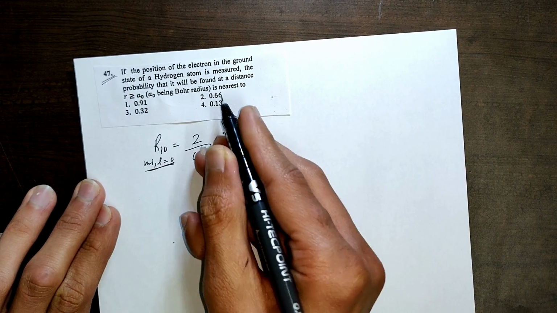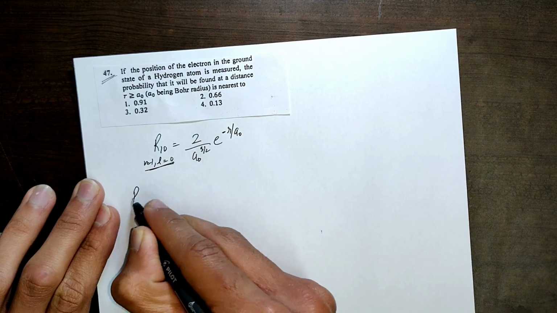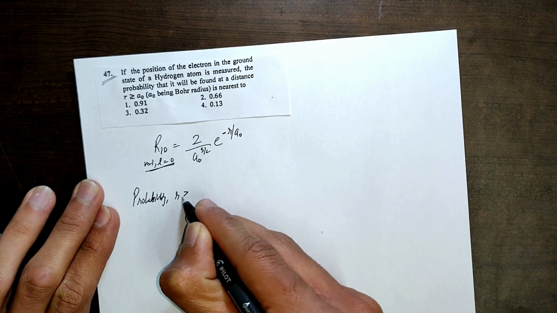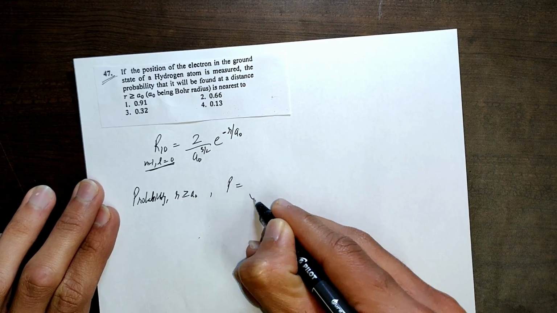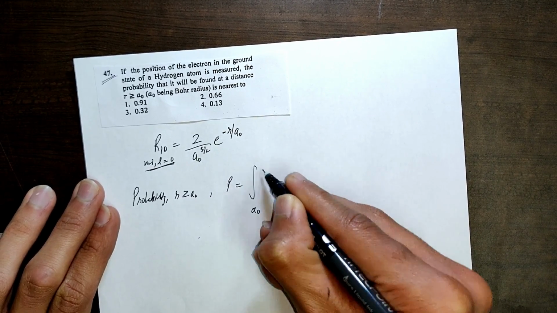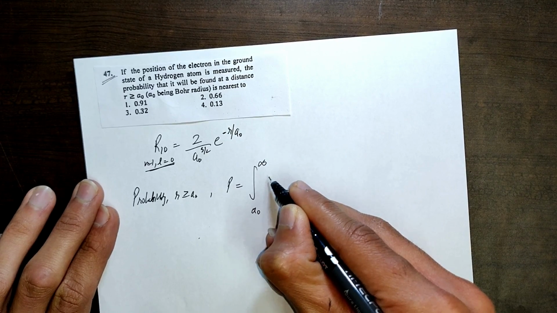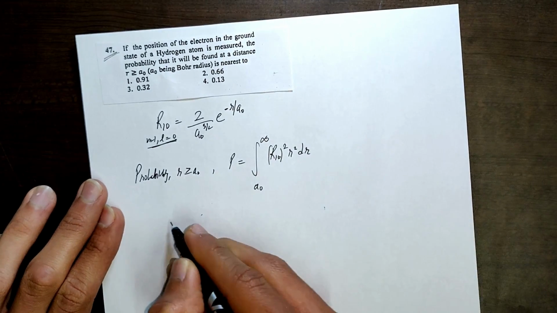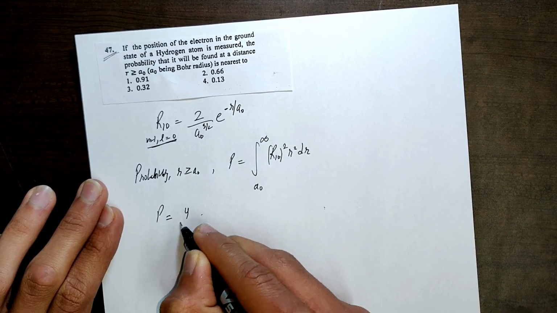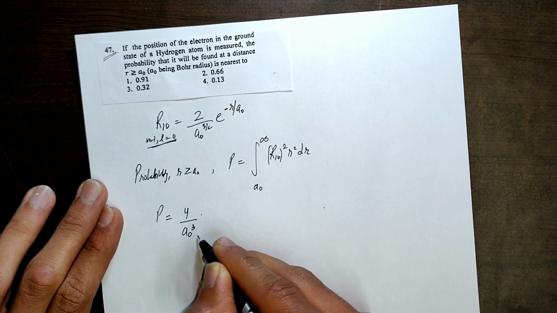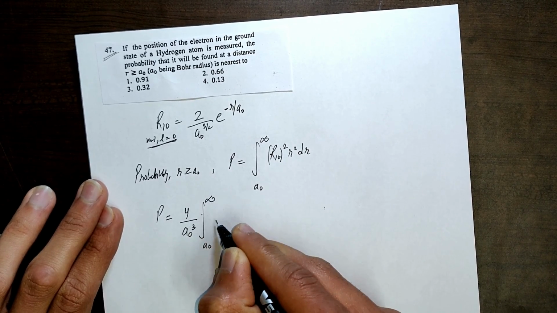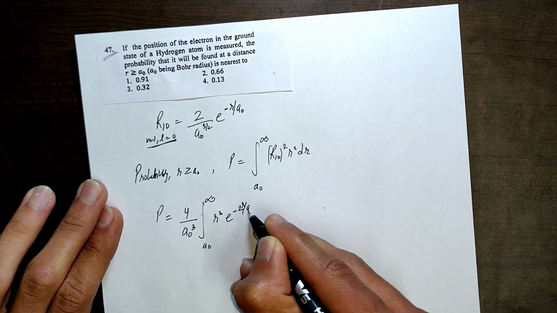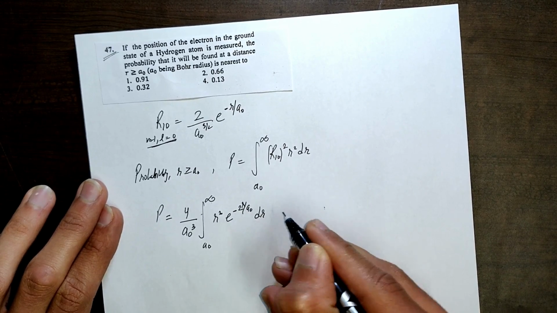Now we have to calculate the probability of r greater than or equal to a naught. So this probability will be the integral from a naught to infinity of mod of R10 whole squared into r square dr. So probability is equal to 4 by a naught cube integral from a naught to infinity r square e raised to power minus 2r by a naught into dr.